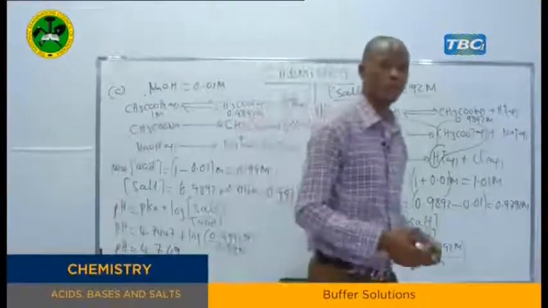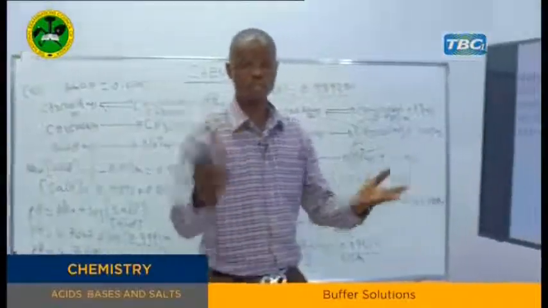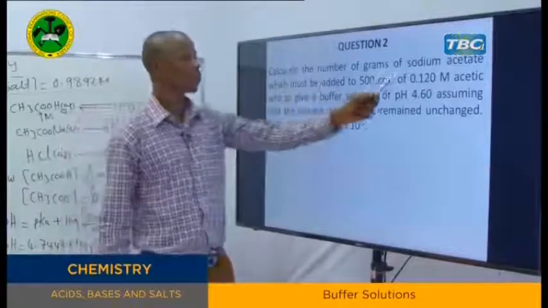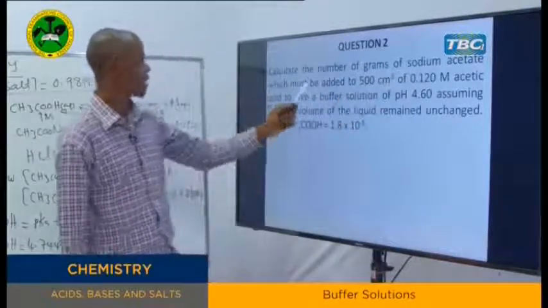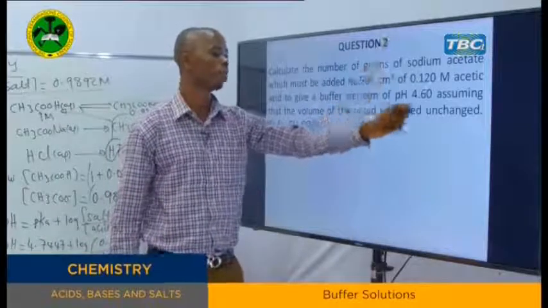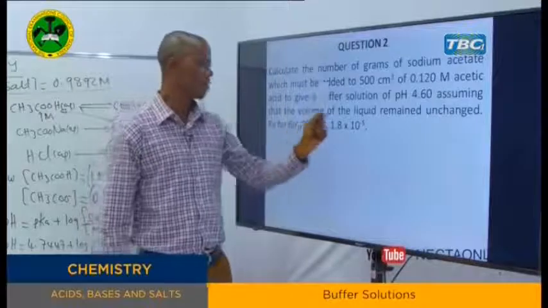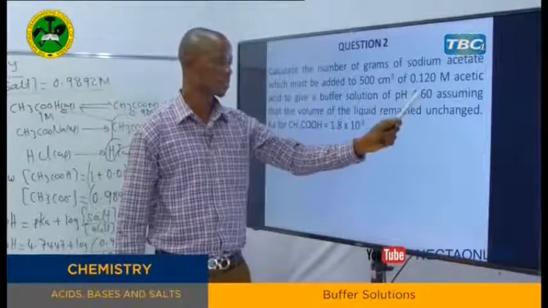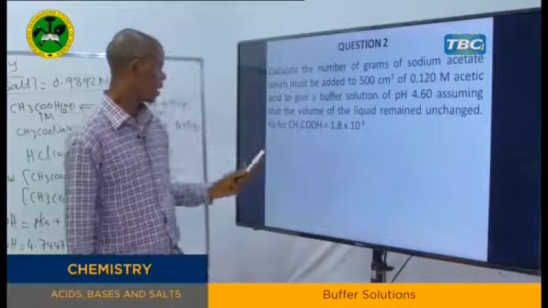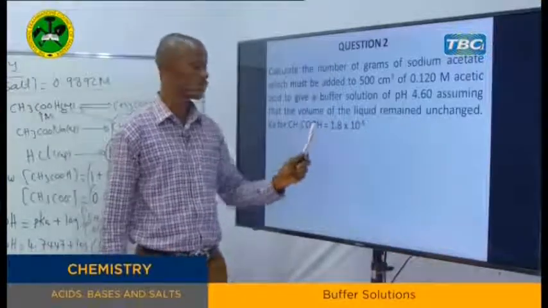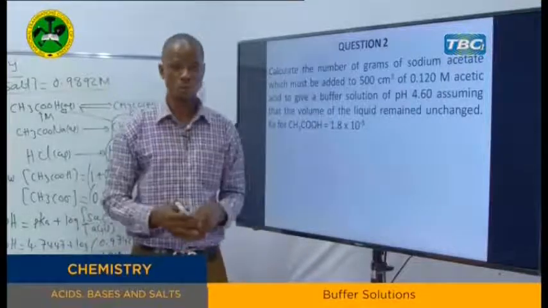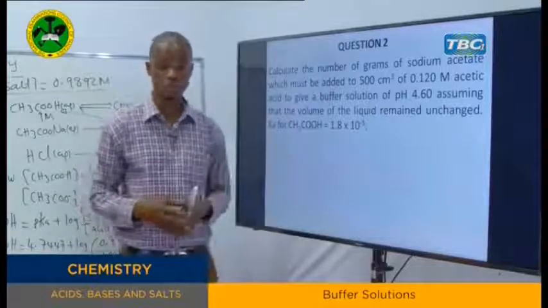Now from there, we can go to question number 2. It is very simple. Question number 2 says, calculate the number of grams of sodium acetate which must be added to 500 centimeter cubic of 0.120 molar acetic acid to give a buffer solution of pH 4.6, assuming that the volume of the liquid remains unchanged, and you are given the ionization constant for the acetic acid is 1.8 times 10 raised to negative 5. I think I can guide you how to solve this problem. It is also very simple.